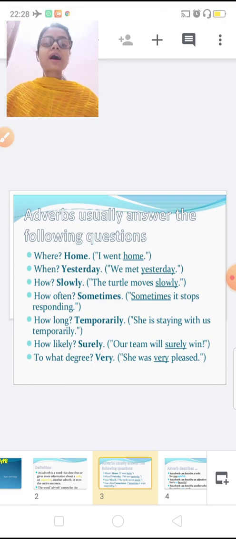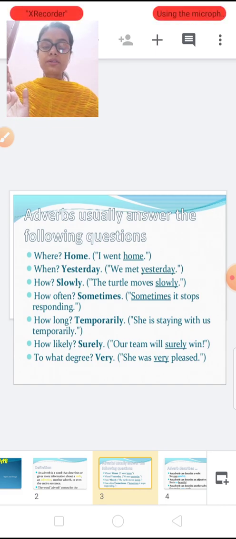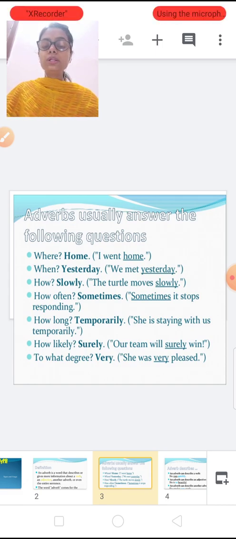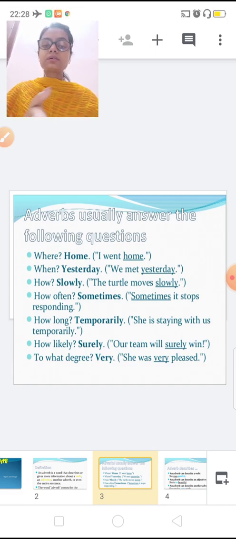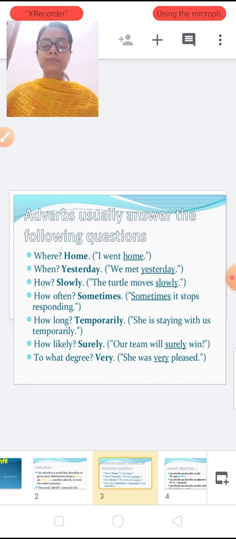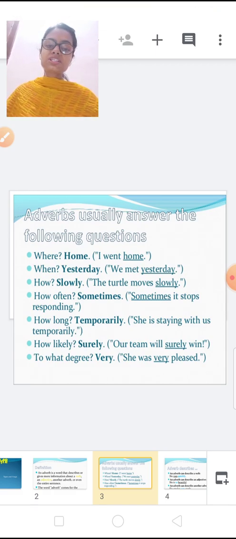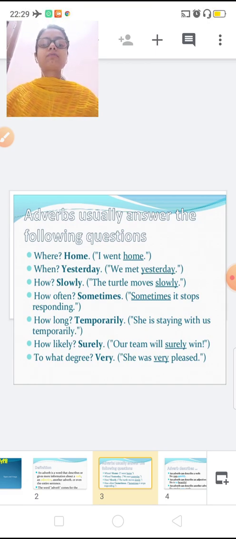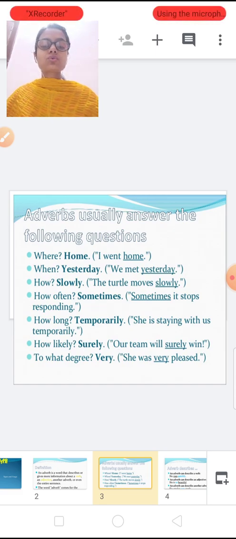So I went to home, this satisfies the answer of where. We met yesterday, this satisfies the answer of when. The turtle moves slowly. How does a turtle move? The turtle moves slowly, this satisfies the answer of how. How often is satisfied by sometimes it stops responding. And how long? She is staying with us temporarily, so it means she is not staying with us for 2 or 3 years.